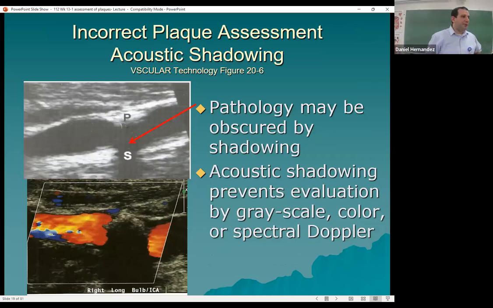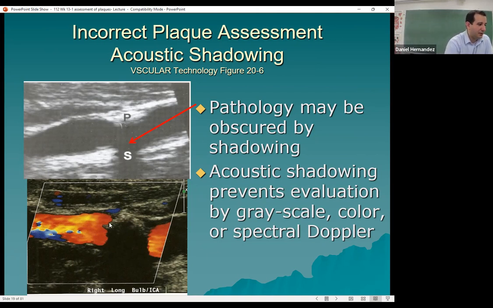So we might have incorrect plaque assessments due to acoustic shadowing. Oftentimes you're going to come across patients that have these calcified plaques that create this acoustic shadowing, and we have no idea what's going on on the other side of it. It's very hard for us to determine the severity of that plaque due to this acoustic shadowing.